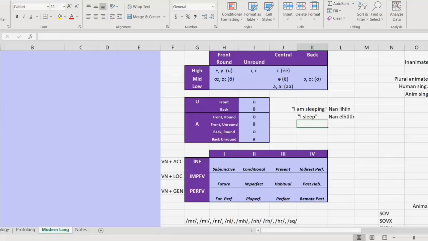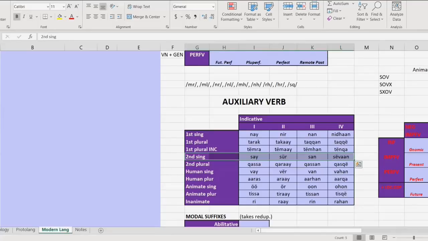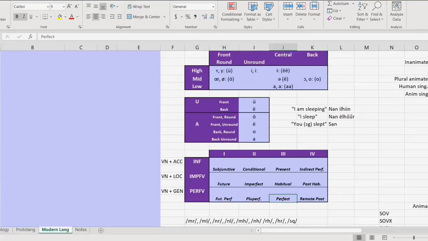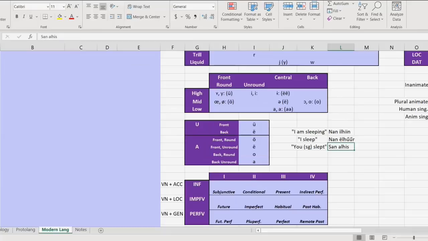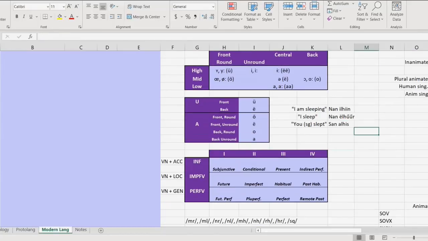But what if I wanted to say you slept, not me? It's now a second person singular subject, and it's a past tense action, specifically the perfect. So if we look at the perfect, it still requires form 3, but now, since we're dealing with a second person singular subject, we'll look on the chart down here, and form 3 for the second person singular is san. And then the perfect combines form 3 with the perfective form of the lexical verb, which in this case is alhis. So you slept will be san alhis. So I think you get the picture by that point. That is the general system for how we form our tenses and aspects.